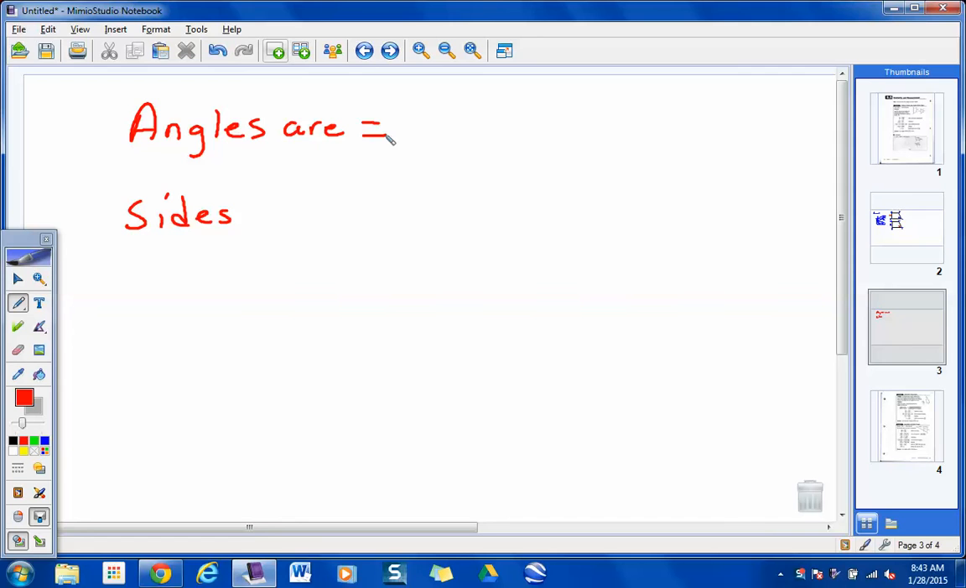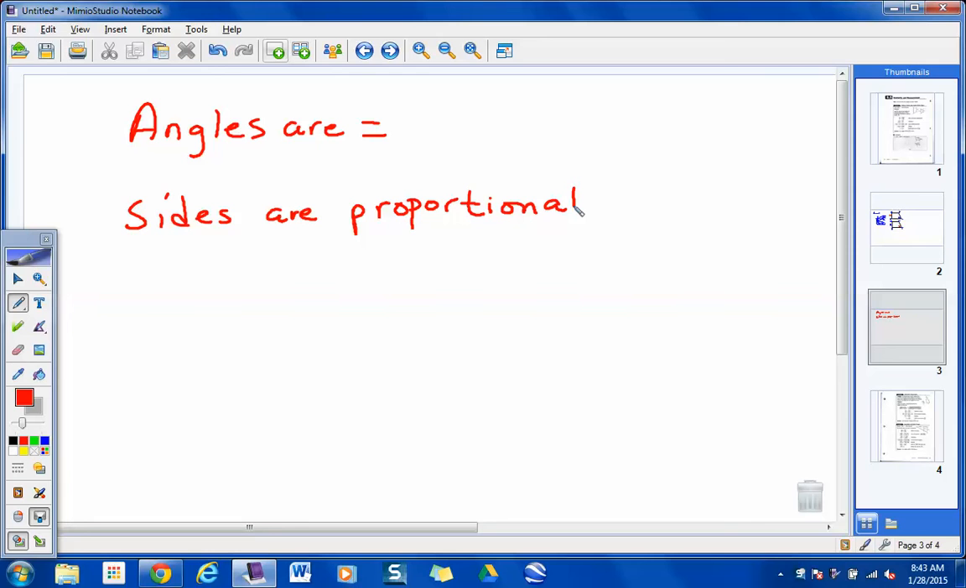Sides are what? I can't hear you. Proportional. Sides are proportional. You bet. Guys, when we start talking about anything involving similarity or congruence, we said corresponding angles will always be equal. Corresponding sides will always be proportional.